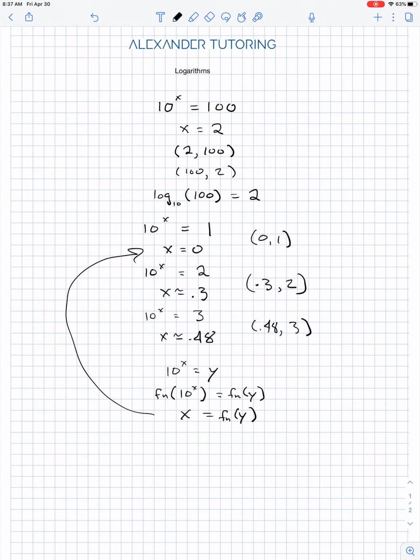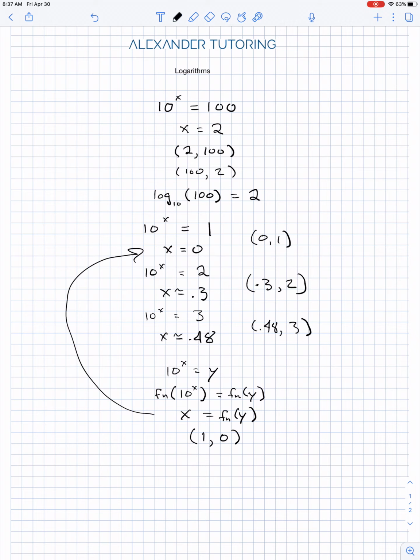Okay, so whatever this function is, we know that when a 1 goes in, because we're flipping these values, remember it's the inverse function, a 0 comes out. So whatever our inverse function is, we know that when a 1 goes in, a 0 comes out. We know that when a 2 goes in, a 0.3 comes out.